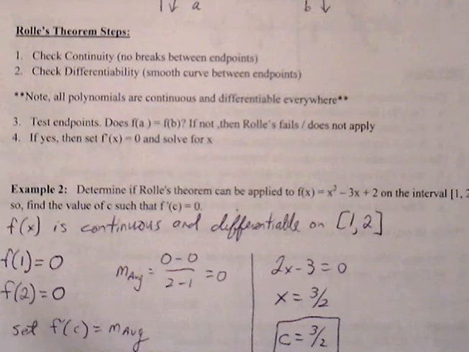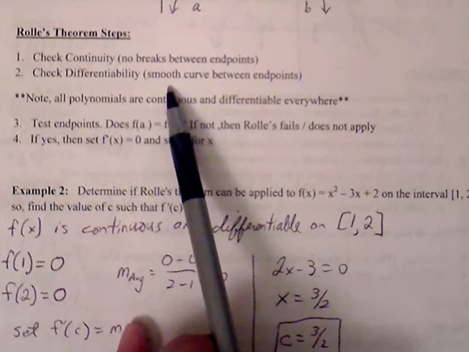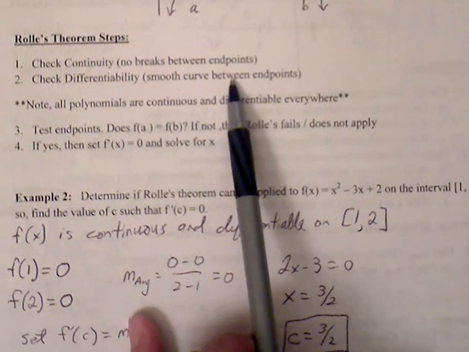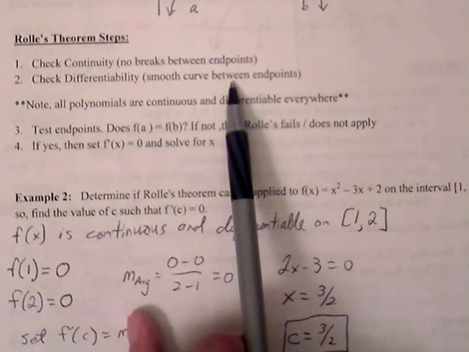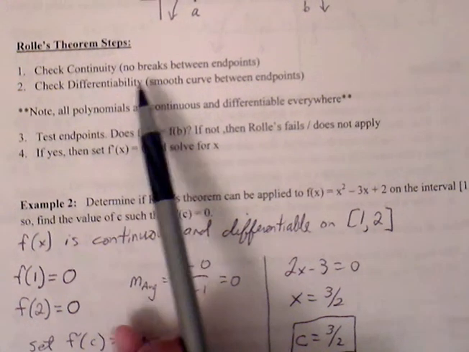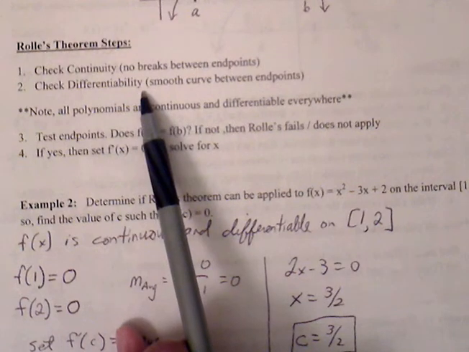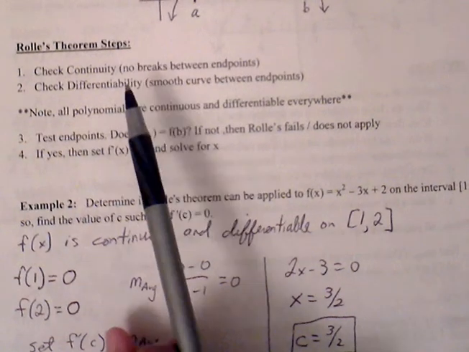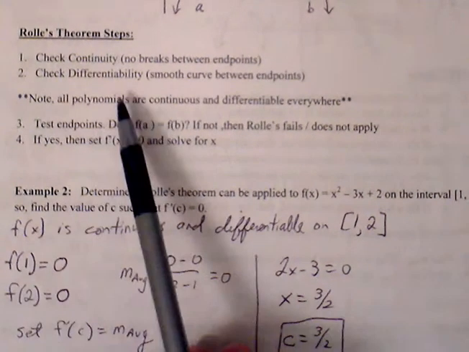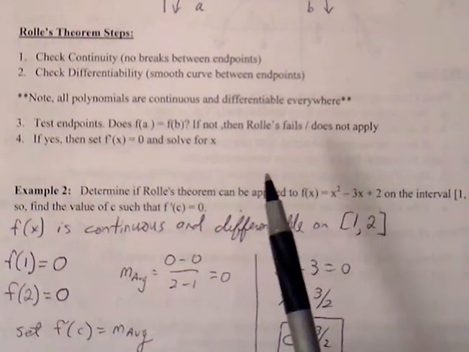Okay, so the steps: we go through our continuity checks, no breaks between graphs, and differentiability, a smooth curve between endpoints. The way we tell that is we find the derivative and look to see if there is any part of the denominator that will cause the derivative to be undefined, or with absolute value functions. That's also another potential instance where differentiability could fail. Again, polynomial functions are continuous and differentiable everywhere. Don't need to think twice about that. We can just state that.